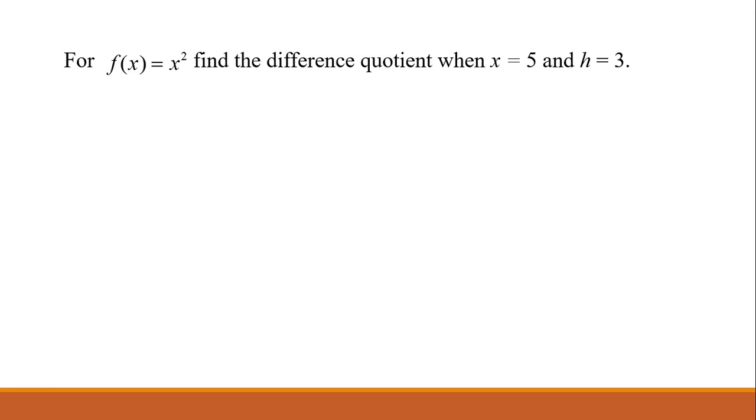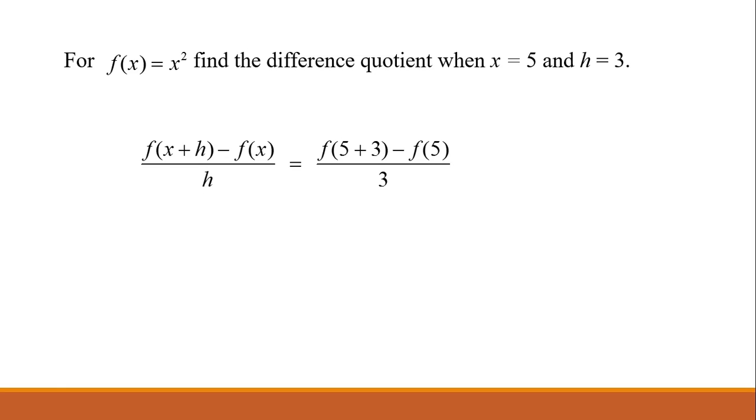So let's use that difference quotient for this particular function. f(x) is equal to x squared, and we want to find the difference quotient when x is 5 and h is 3. Well, the difference quotient is this, f(x + h) minus f(x) over h. Remember, it's really just a slope formula. It's just a generalized slope formula.